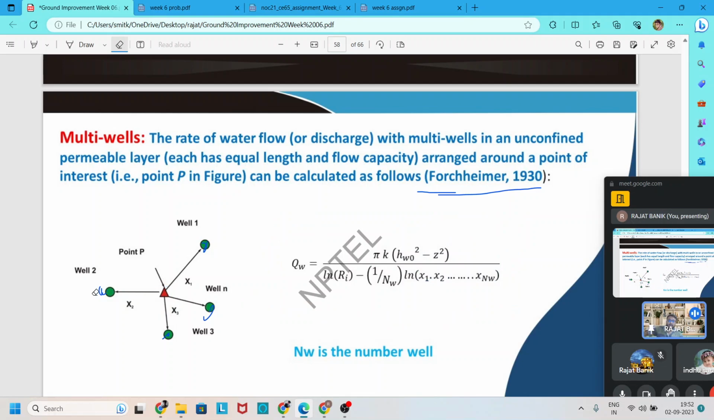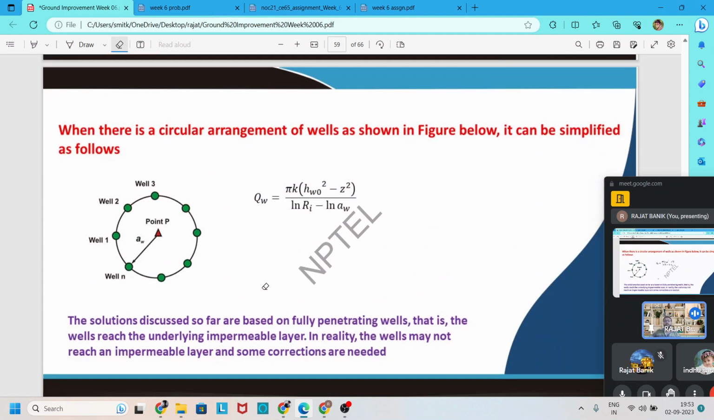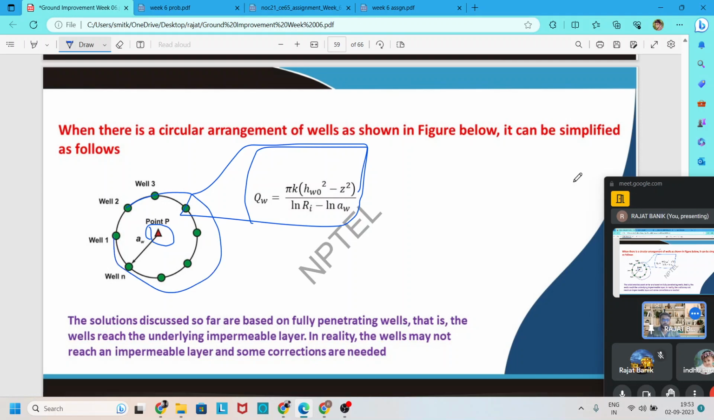If we arrange the well points in a circular shape, like in the next slide, we use this formula to find out the water flow for that point, where a is the radius of this arrangement of the well points.